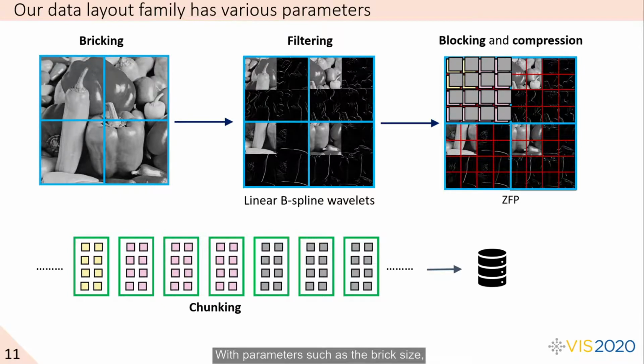With parameters such as the brick size, the filtering operator, the block size, the compression method, and the chunk size, our data model is complete. We note that certain choices for these parameters recover known data layouts in the literature, such as the IDX file format or JPEG 2000. We found that we can achieve effective compression by using the linear B-spline wavelets for data filtering and ZFP as our encoder of choice to compress the wavelet coefficients. So those are our default parameter choices.